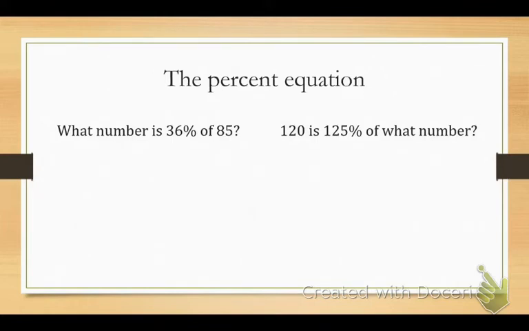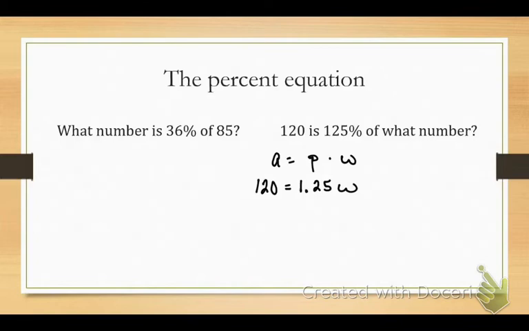On this one, I would use the percent equation: A equals P times W. Which one is my A value? 120. Which one is my P value? What did you plug in for P? 1.25W. Did you change the percent to a decimal?